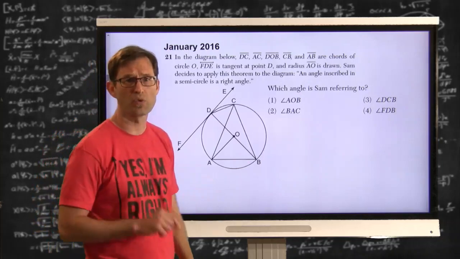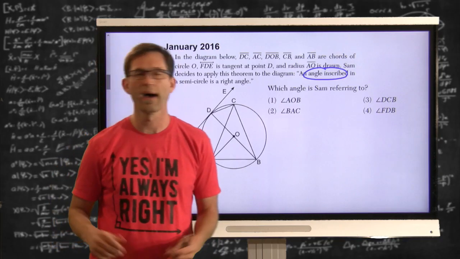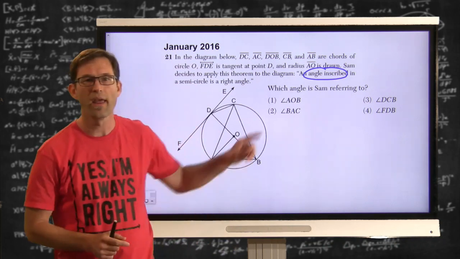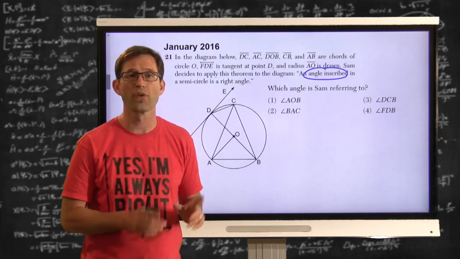January 2016, number 21. In the diagram below, there's lots of stuff, right? They also say FDE is tangent at point D, radius AO is drawn. Sam decides to apply this theorem to the diagram: an angle inscribed in a semicircle is a right angle. Which angle is Sam referring to? It feels like a Jeopardy question or something, but then again, everything sounds like Jeopardy at this point. It's actually a famous angle theorem.